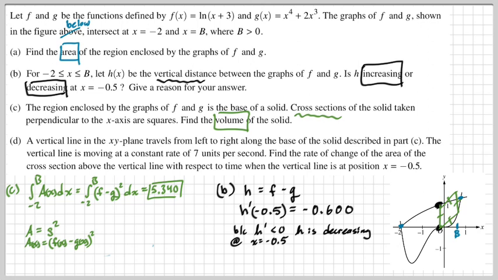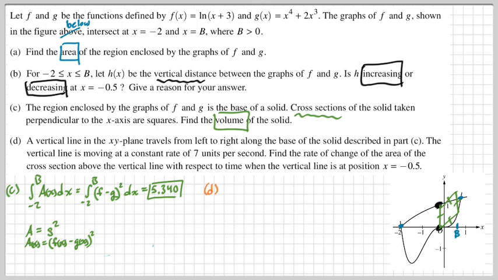Last one. Now this one threw me for a loop, guys. This one's crazy. So pay attention. We have to identify our calc concept so we can actually do it. The vertical line in the XY plane travels from left to right along the base of the solid described in part C. And so this line right here is actually going to be traveling, starting over here, I guess, and going from left to right. I think I drew another vertical line, yeah.